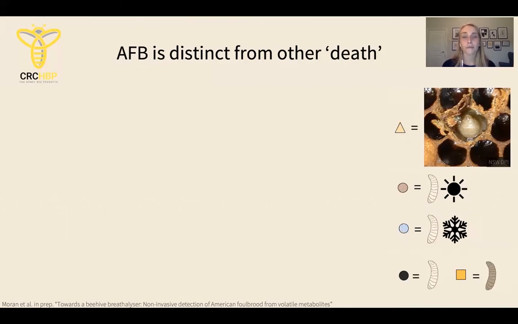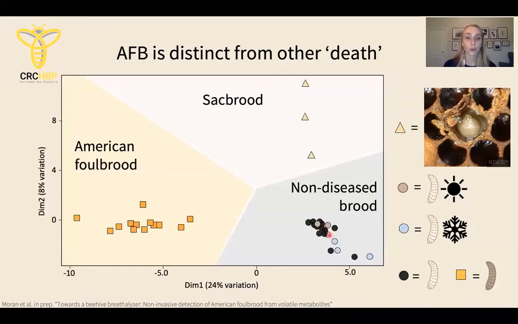But we wanted to check that the volatile profile of AFB is distinct from other common causes of brood death. So I went back to the mass spec and collected some more data on brood that died from sac brood and brood that I had killed through either heat or cold shock and then let decompose for a day. Basically, I wanted to mimic what happens when we get chilled brood or when a hive overheats. What I found is that American foulbrood still has a very distinct volatile profile. It's quite different to sac brood, and basically all of the non-diseased samples, regardless of whether they were heat or cold treated, all gathered together. They were very similar to each other and very different from AFB.